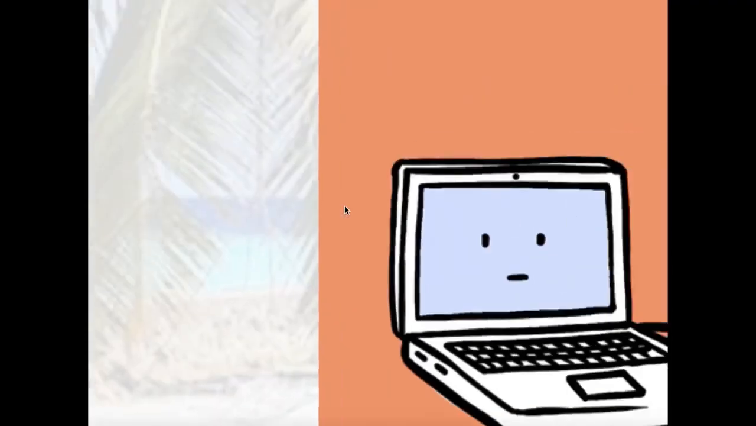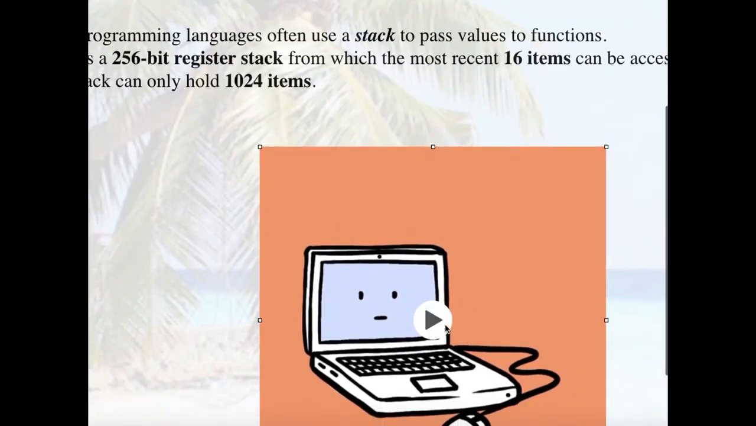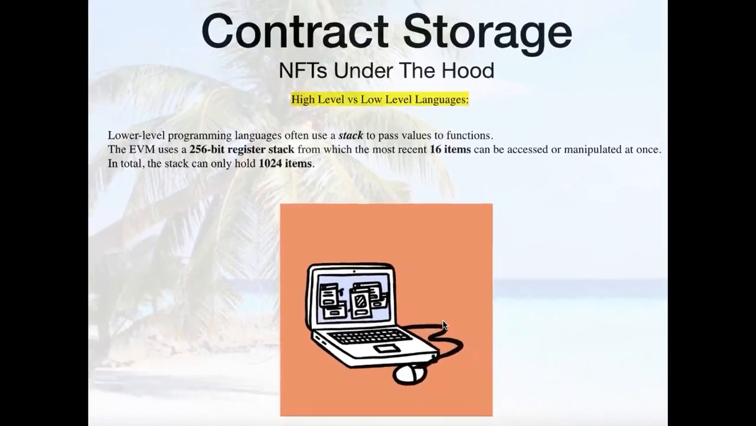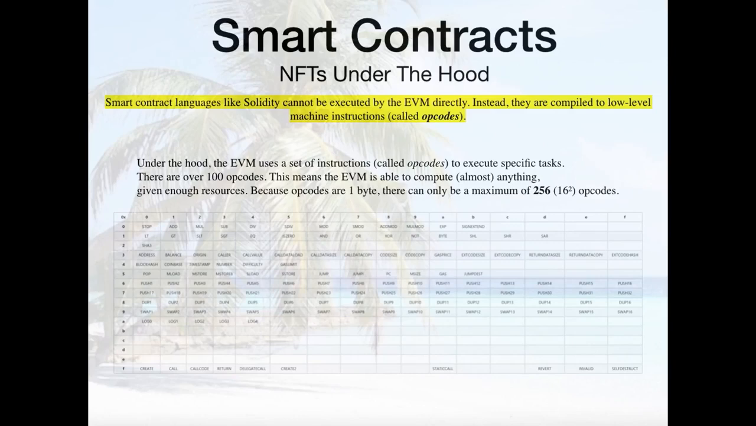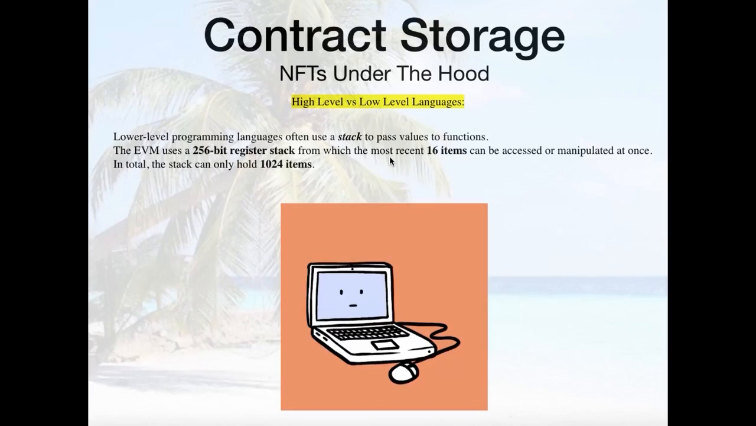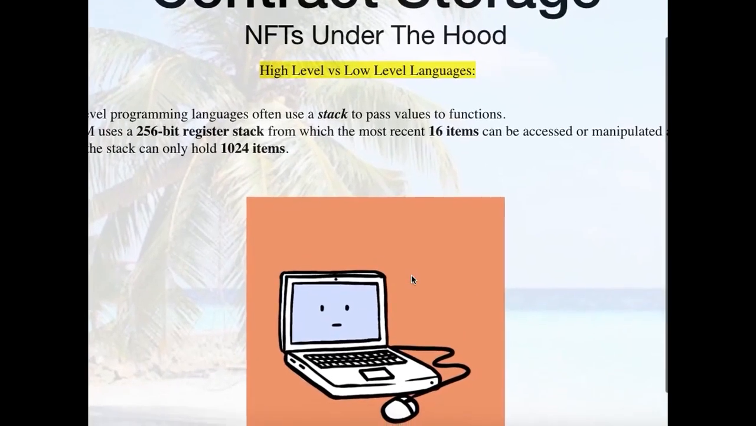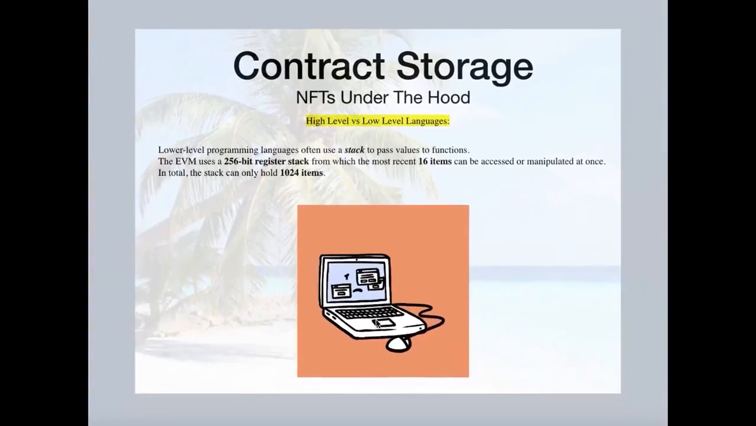However, in low-level programming, and here's our friend over here saying hello, we use a stack to pass values to functions, and the EVM uses a 256-bit register stack. As we mentioned, those are the bits. Those are the maximum bits, which is 16 squared for our opcodes, so that in total the stack can only hold 1,024 items. This is just something interesting to know.